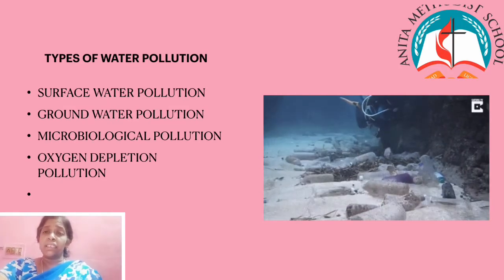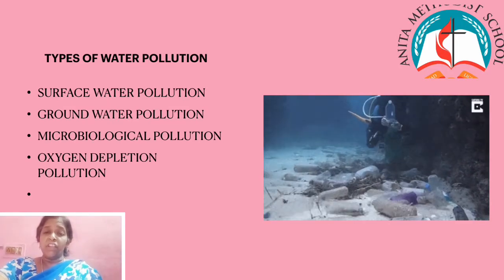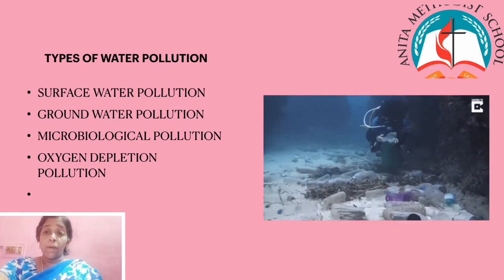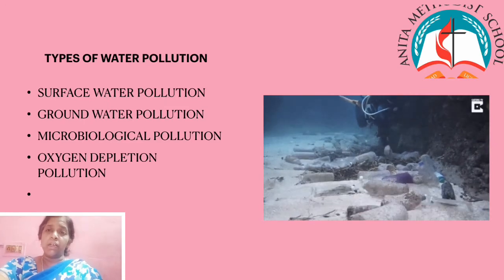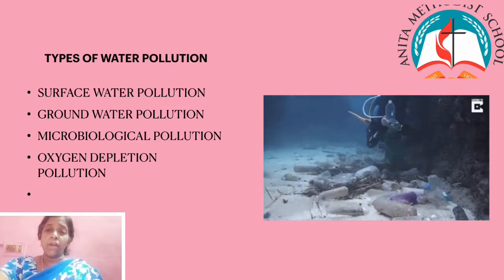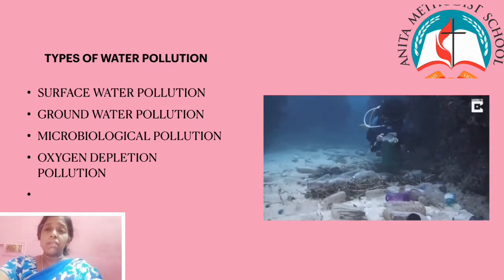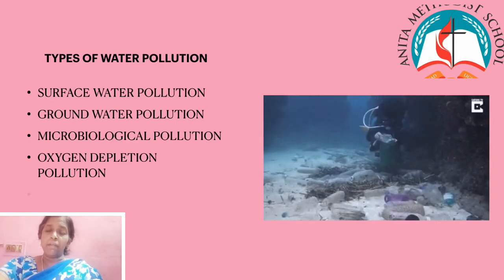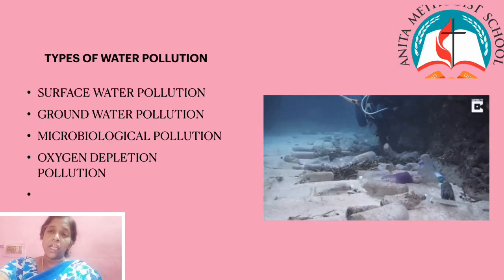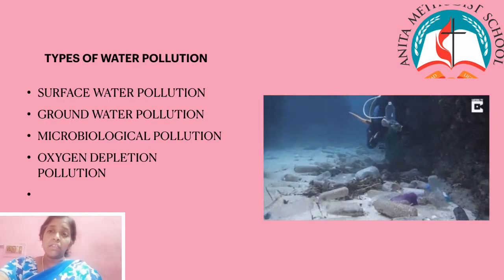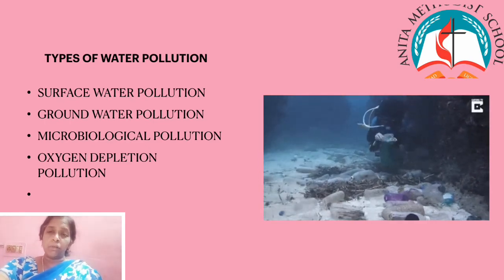Children, now the next type of water pollution will be the microbiological pollution. It means in many communities, people drink untreated water from the river, pond, or stream, and it causes virus and bacteria. And because of that, pollution occurs to the aquatic life and also to the human being. This is known as microbiological pollution.